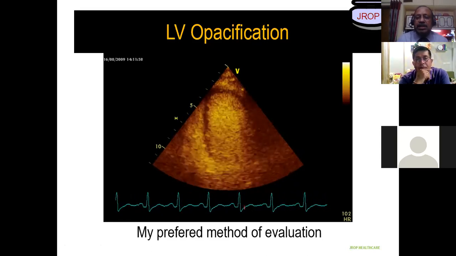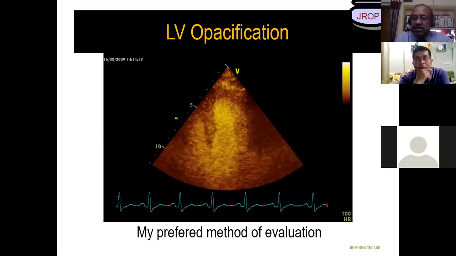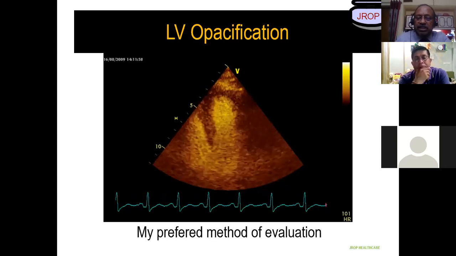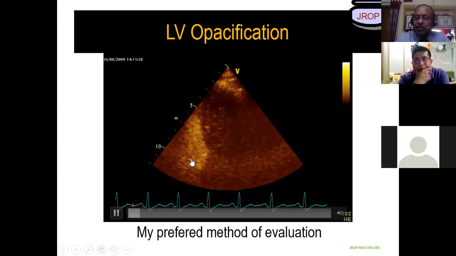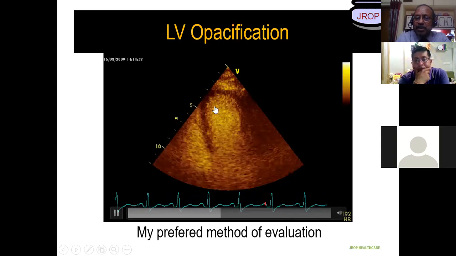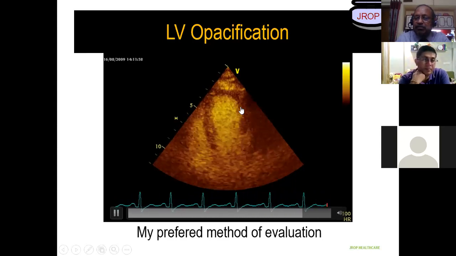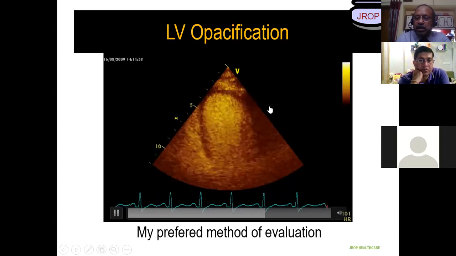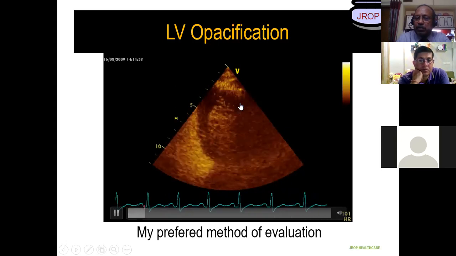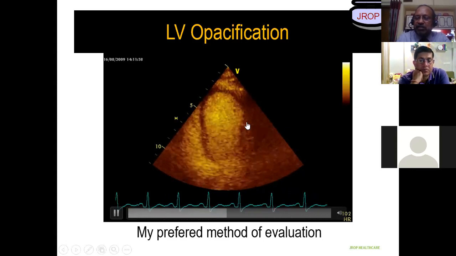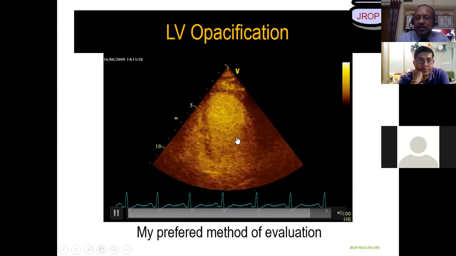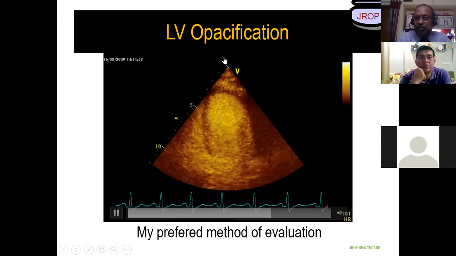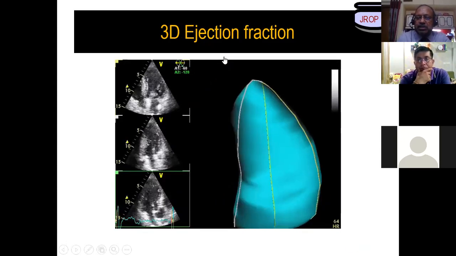Once injected on the right side in the arm, they bypass the lung circulation and come and opacify the left ventricle. Look, we injected these molecules in the right ventricle, and over a period of time they have come and opacified the left ventricle. So whenever we have poor echo windows, we use these molecules to assess wall motion abnormality. And you can see very well when the contrast is there inside versus when the contrast is not there inside. That's LV opacification.